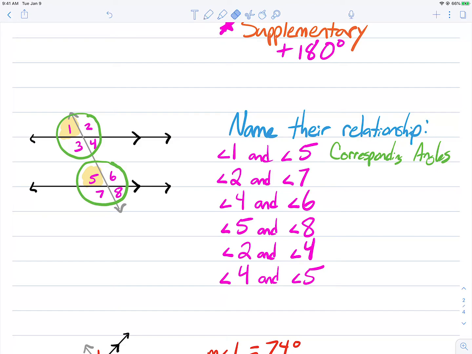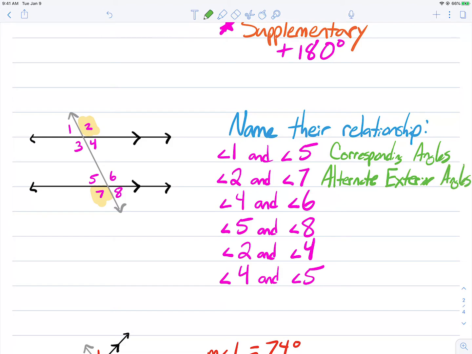If I were to look at angles 2 and 7, they are both on the outside of my parallel lines, and they're on opposite sides of my transversal. So those are going to be alternate, that's the opposite sides of the transversal, and alternate exterior, because they're on the outside of the parallel lines, angles. And those are going to be congruent.